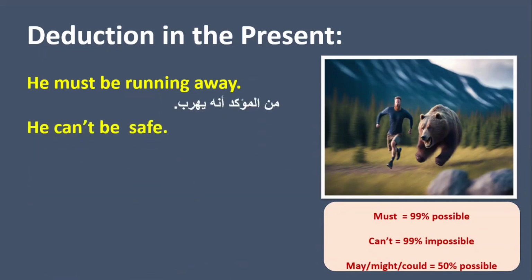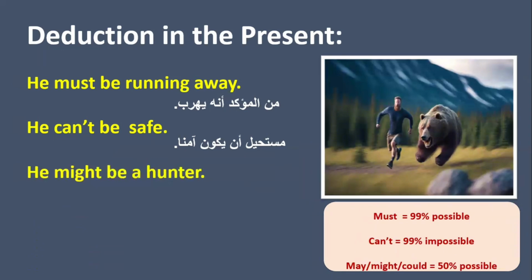Or he can't be safe. من المستحيل أن يكون آمنا. If he's being chased by a bear, then I assume he can't be safe. يعني مستحيل أن يكون آمنا. I'm not saying he is not able to be safe. I'm assuming he is not safe. Okay. He might be a hunter. يعني من المحتمل أن يكون صيادا. This fact I'm not sure about. He could be anything else. So if I'm not sure, I will use may or might or could.